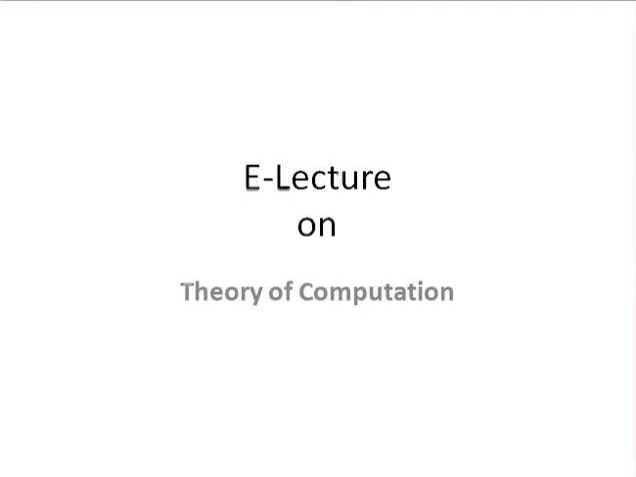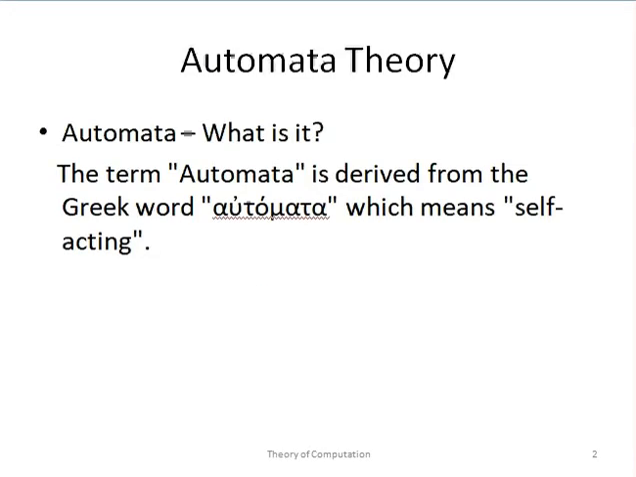Today we are discussing theory of computation. First of all, we will study automata and the related terminology. So, what is automata? Automata is an abstract self-propelled computing device which follows a predetermined sequence of operations automatically. An automata with a finite number of states is called a finite automata, or we can say finite state machine.